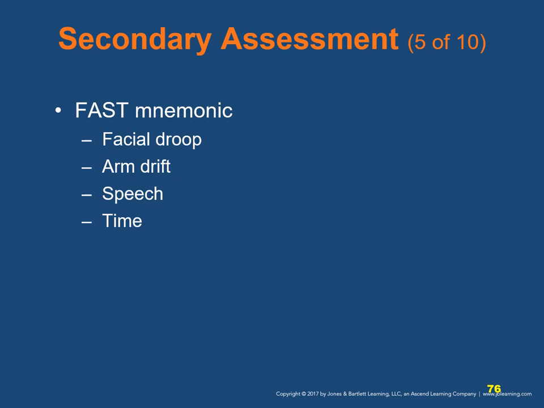The FAST mnemonic we're going to discuss now: the F in FAST stands for facial droop, A is arm drift, S is speech, and T is time, and refers to the time the patient last acted normally. So make sure if you suspect seizures, that you use the FAST mnemonic. And it would be actually true for stroke and or seizure.